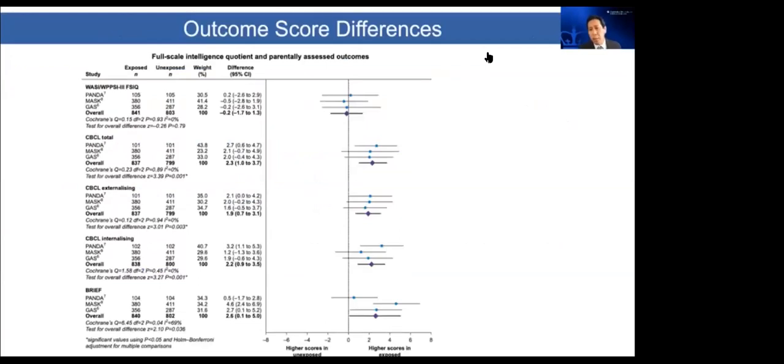In combining the data from all 3 studies, we found that there were 5 outcomes in common. The first outcome was intelligence, as measured by IQ. As you can see, all 95% confidence intervals cross 0, including in the combined results. So there is no difference in IQ scores with a single exposure.